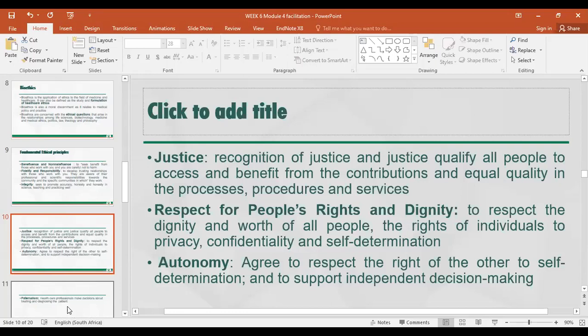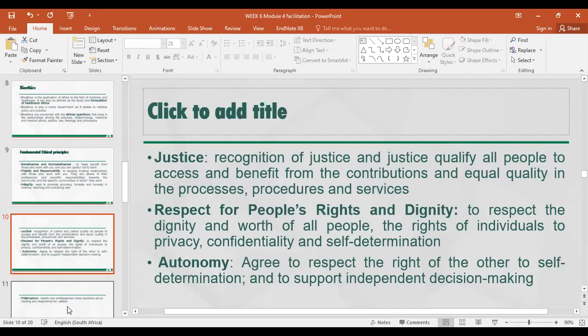Then we have respect for people's rights and dignity. It simply means to respect the dignity and worth of all people, the right of individuals to privacy, confidentiality, and self-determination. And so we have to respect people's dignity, people's worth, and not just treat or talk to them anyhow. As nurses, we need to respect people's rights and dignity.